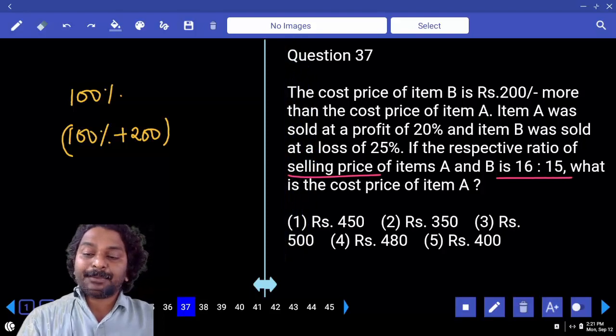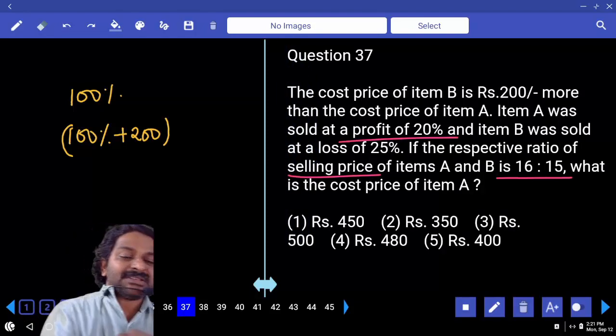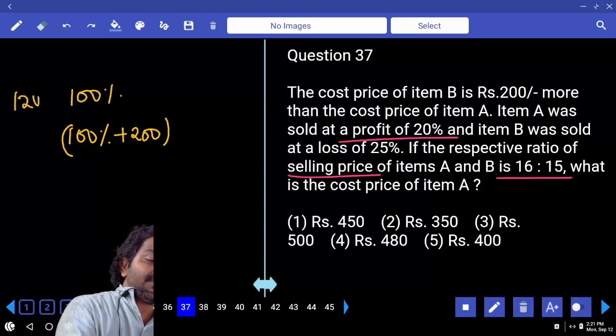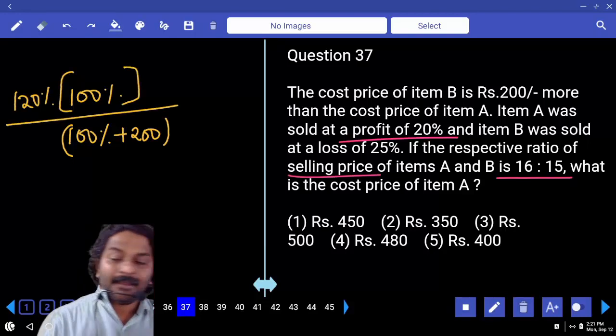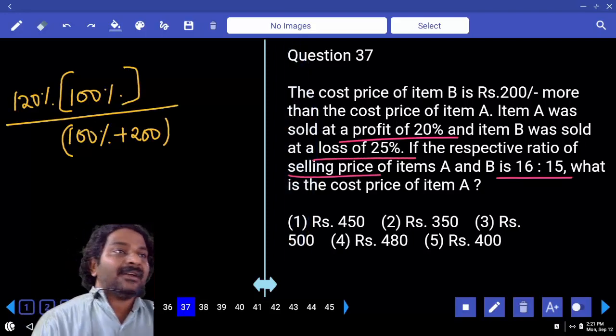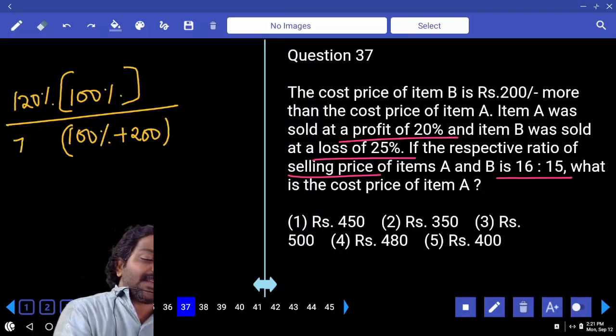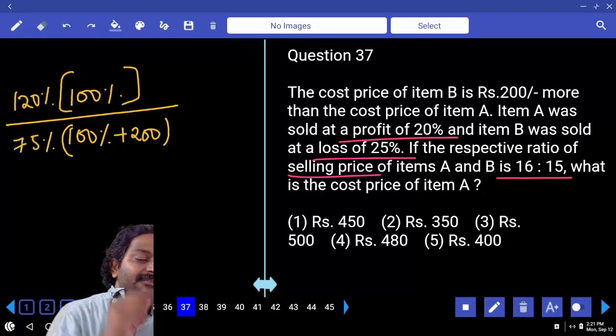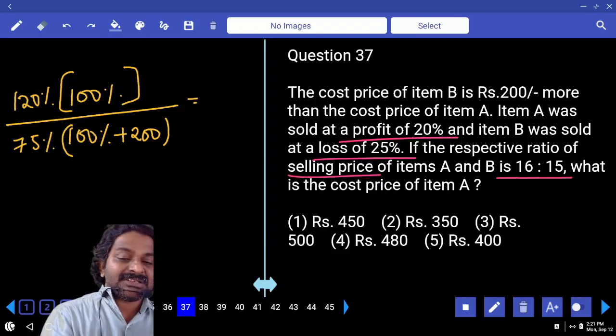A is sold at a profit of 20%. That means it is 120% of cost price only. On B, there is a loss of 25%. That means we are selling it at 75%. And now this is the ratio of selling price, which is 16/15. Clear?